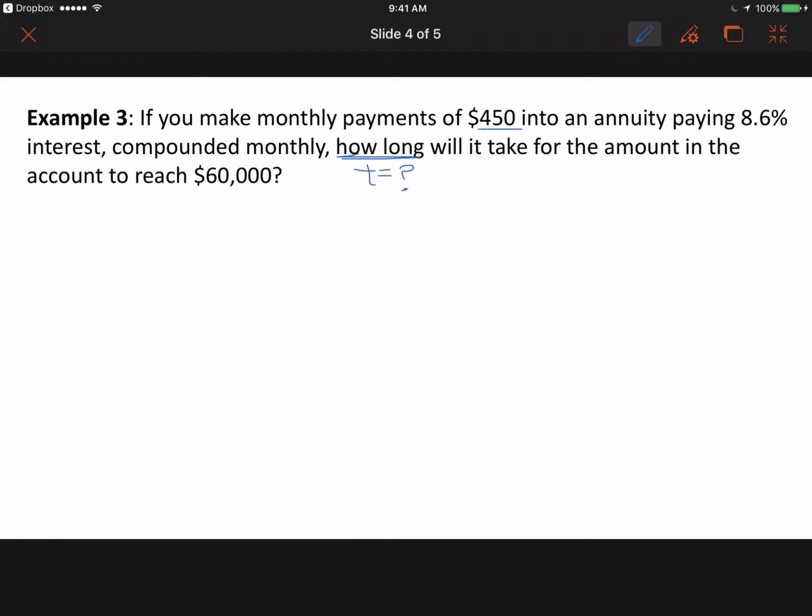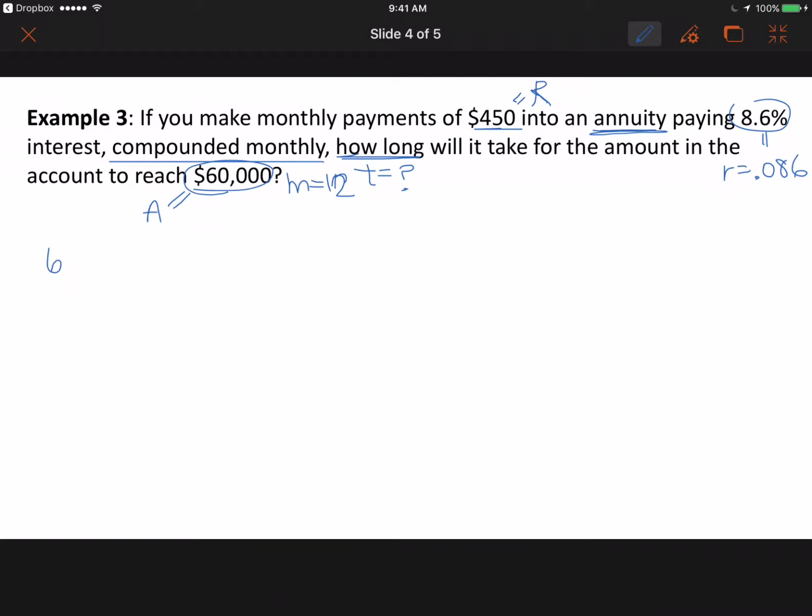We're making monthly payments of $450, so $450 is my R. 8.6%, so little r is 0.086. Compounded monthly, so M is 12. And we want to end up with 60,000, so A is 60,000. All right. It tells us it's an annuity. We also know it's an annuity because we're making monthly payments. So we want to use the annuity formula. For the sake of space, I'm going to assume you have that formula in front of you. So let's just plug in all our variables here.